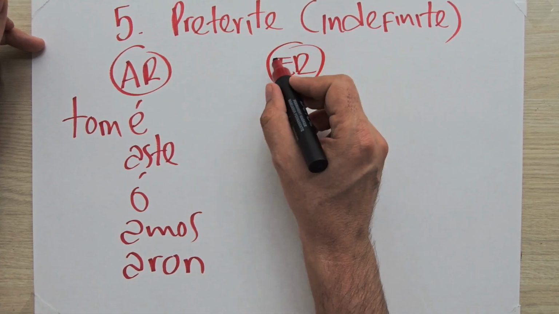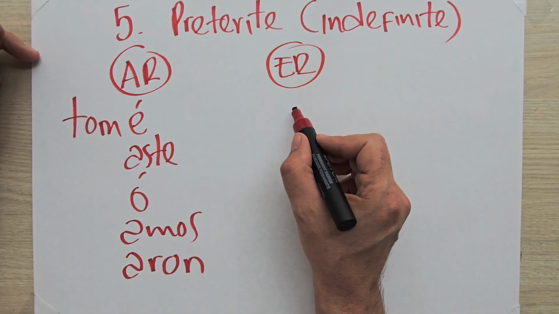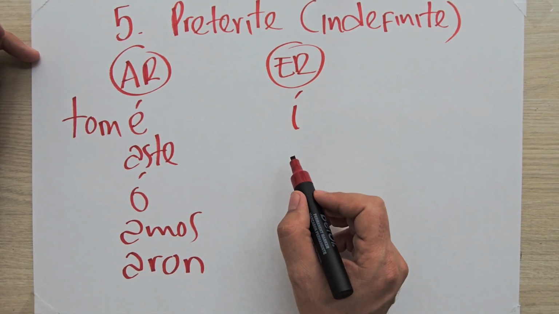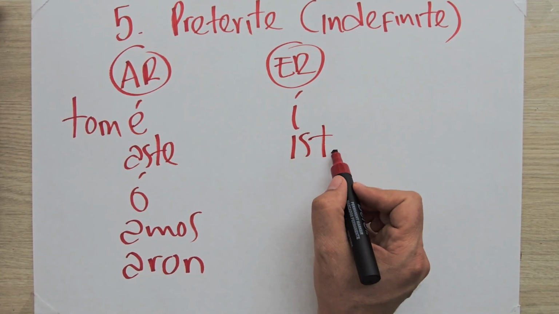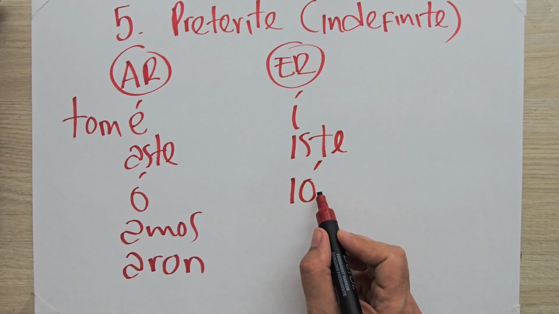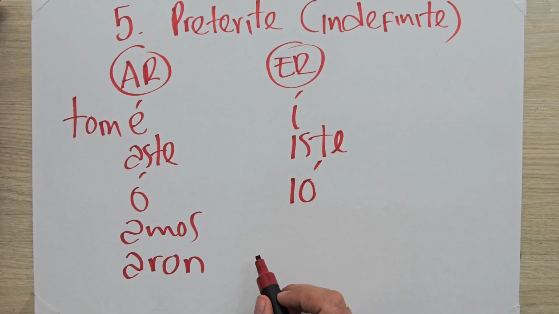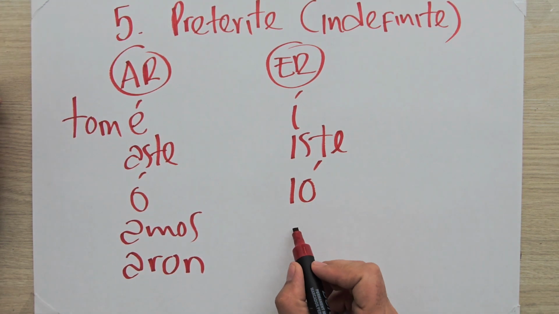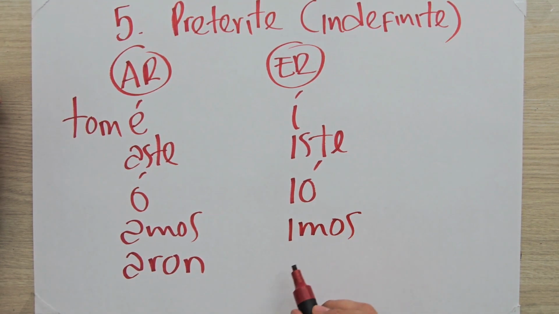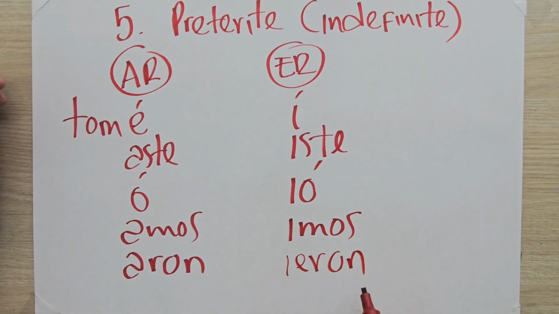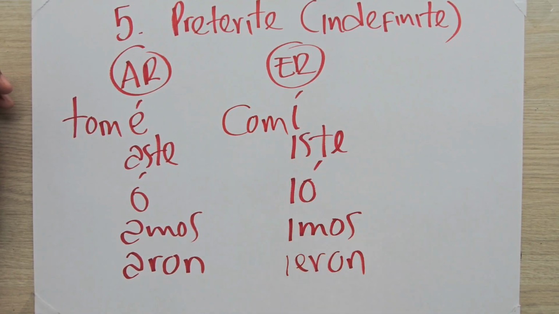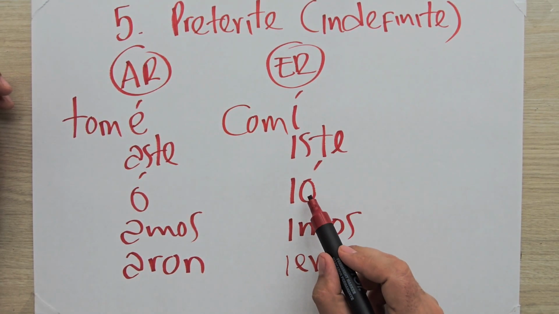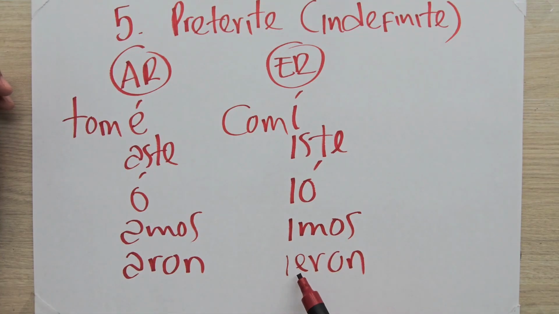ER verbs. The conjugation is í with an accent, iste, ió. The accent is very important. The next conjugation is imos. And the next one is ieron. Let's use the verb comer. Comí, comiste, comió, comimos, comieron.